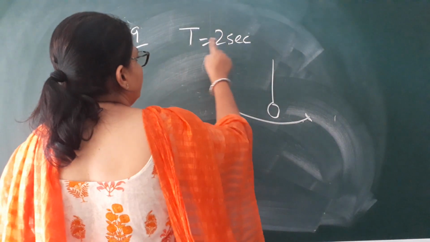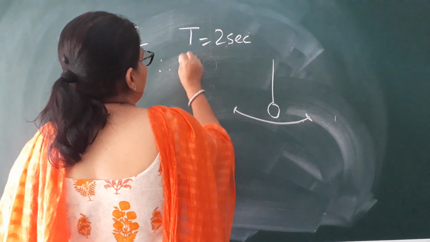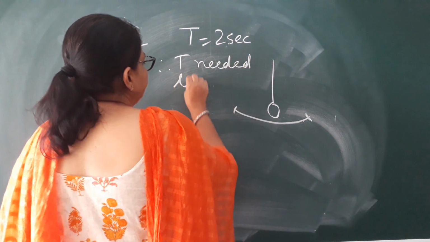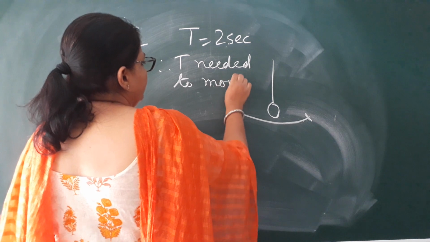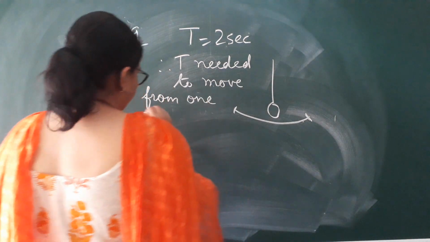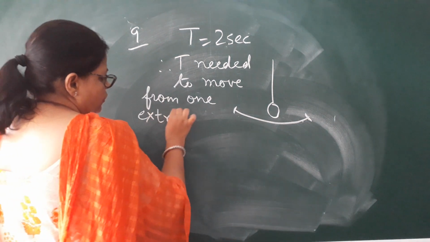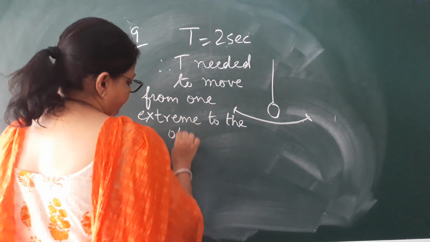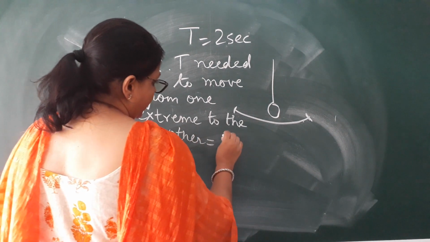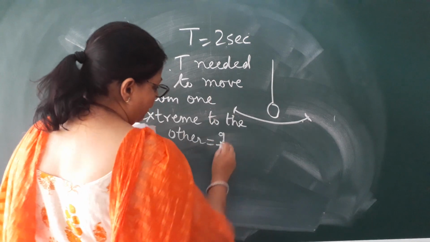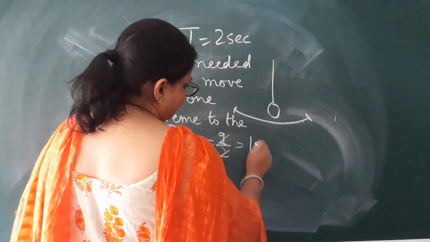Okay. So if the time period is 2 seconds, therefore the time needed to move from one extreme to the other will be equal to half that particular time. So that is going to be 2 upon 2. That is going to be 1 second.